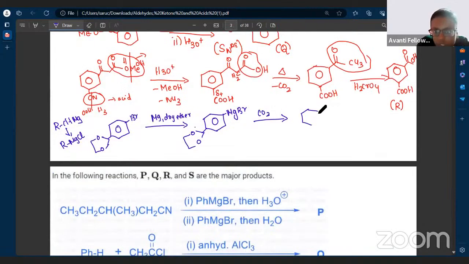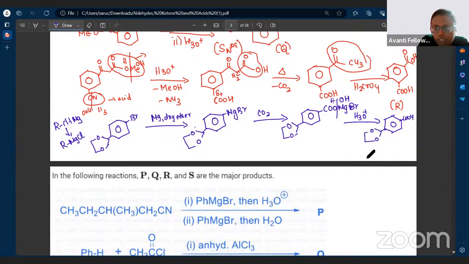So this part will be COO-MgBr and this ring will not get affected. Now again you're doing hydrolysis. When you do acid hydrolysis, here you'll be getting H and here it will be OH. So what you got is an acid, COOH, oxygen and X. Okay, fine.